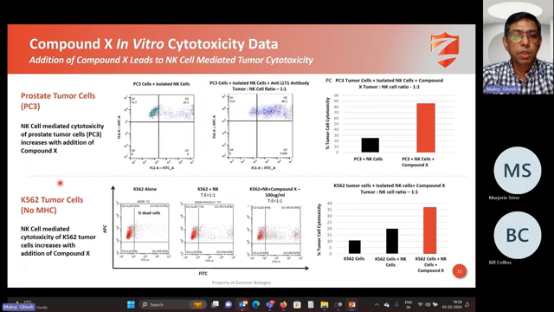Similarly, we looked at another tumor cell type, known as K562. The difference between these two is interesting. PC3 cells have MHCs on their surface, and K562 cells do not have any MHC. Because this molecule works through the NK cell pathway, and NK cells do not require MHCs to recognize the tumor cell, we do see nice tumor cell death in this case as well.